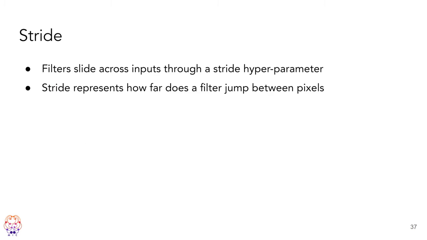Okay, so stride, another important term, is how far the filter moves in each step as it slides across the input image. And it's measured in pixels, and you specify it as a hyperparameter when you're training the network.